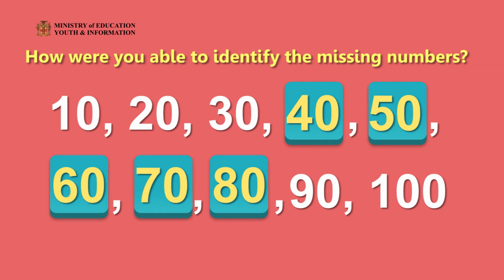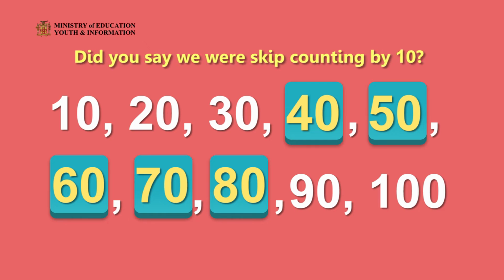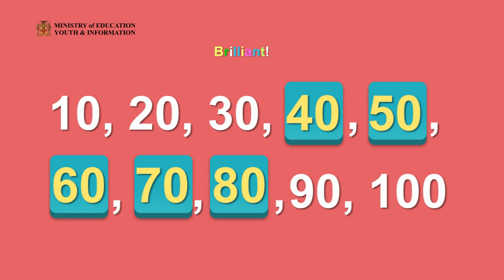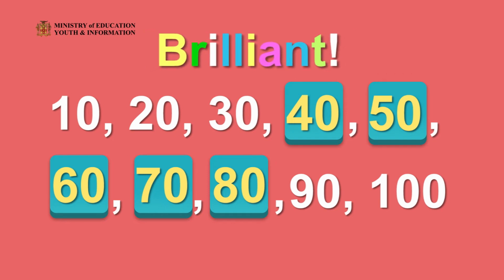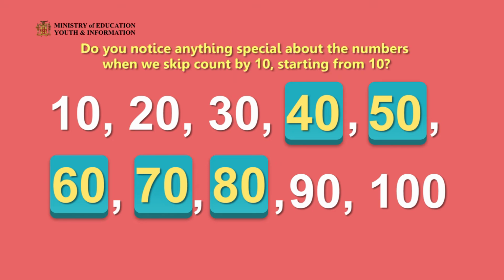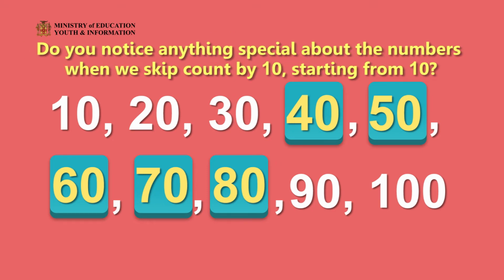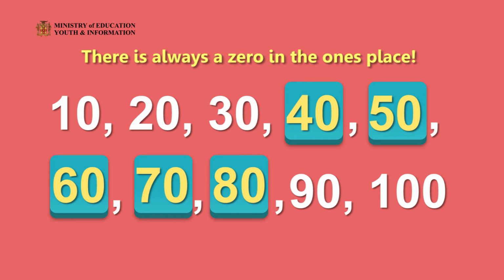Great going, boys and girls. If you said you were able to identify the missing numbers because you saw that we were skip counting by 10, that is brilliant. Now tell me, boys and girls, do you notice anything special about the numbers when we skip count by 10, starting from 10? If you said you noticed that there is always a 0 in the ones place when we skip count by 10, beginning at 10, you are correct.